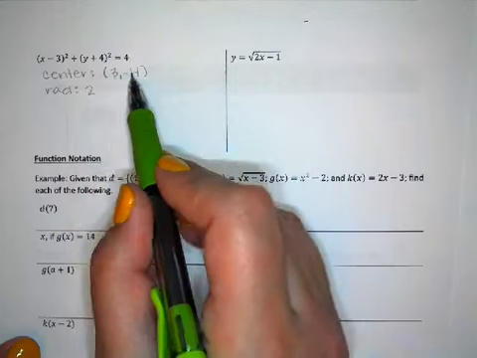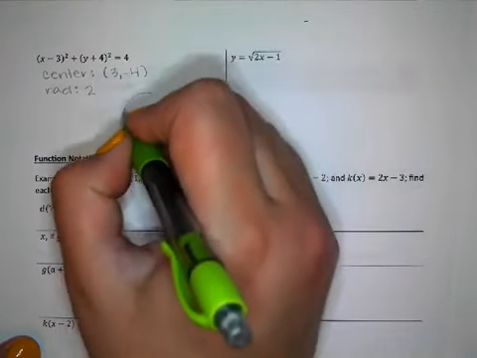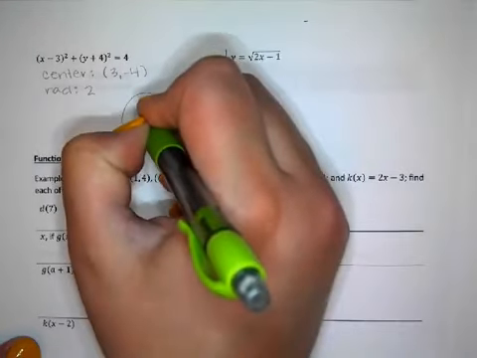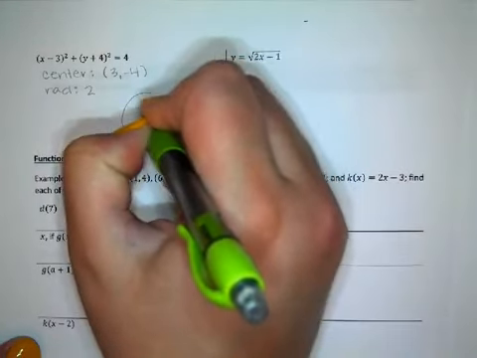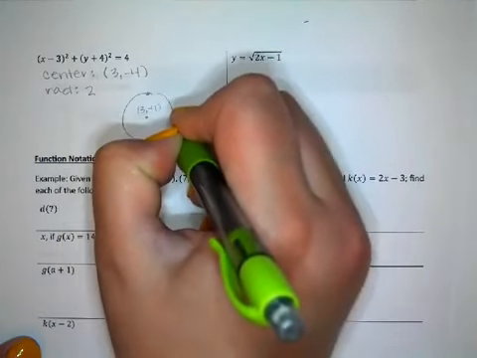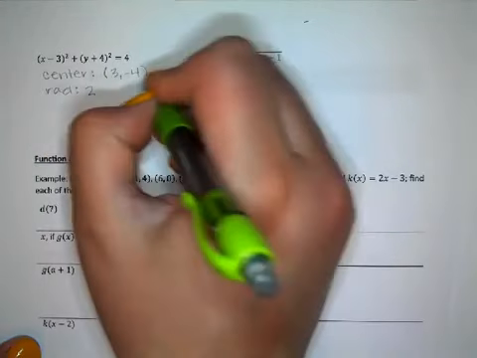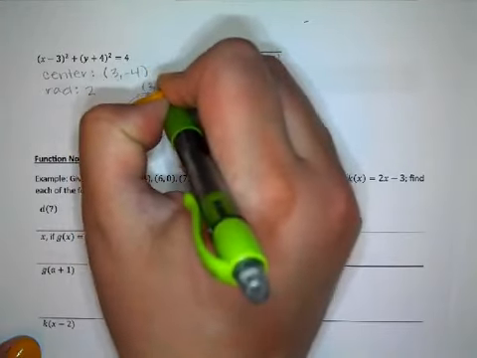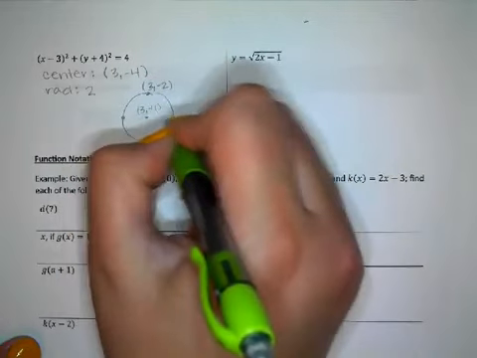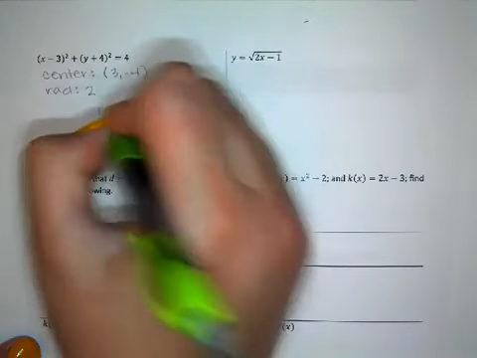So the circle has a center of 3, -4, and it has a radius of 2. If I were to just sketch a graph of this, the center is 3, -4, and then from there we go up 2 and down 2, right 2 and left 2. So up 2, this point would be 3, -2. Down 2 would be 3, -6. To the right 2 would be 5, -4. To the left 2 would be 1, -4. So this is what my sketch of the circle would have looked like.